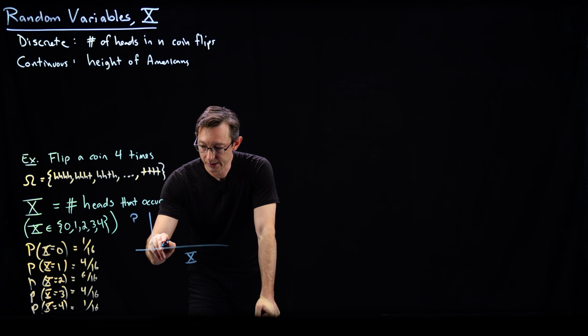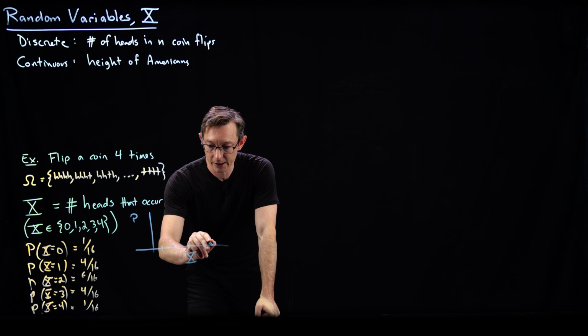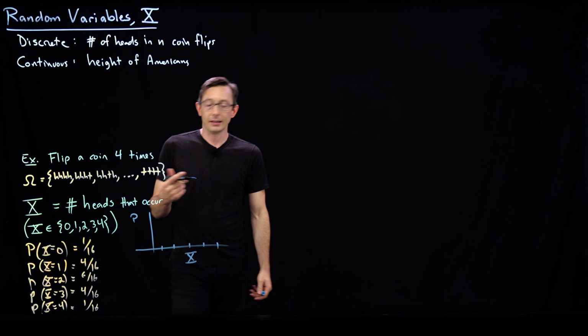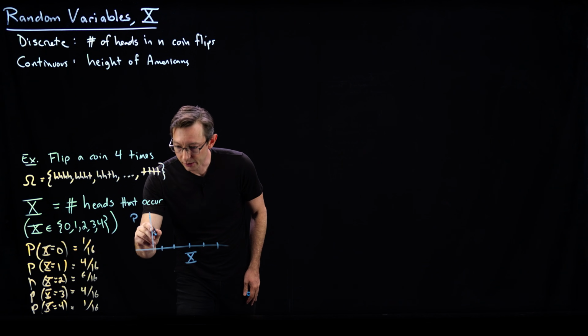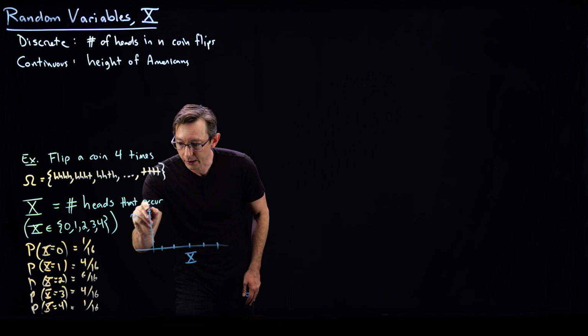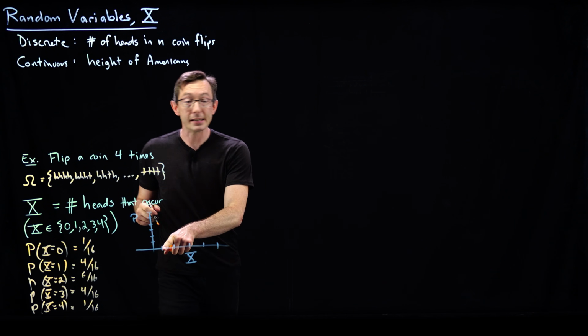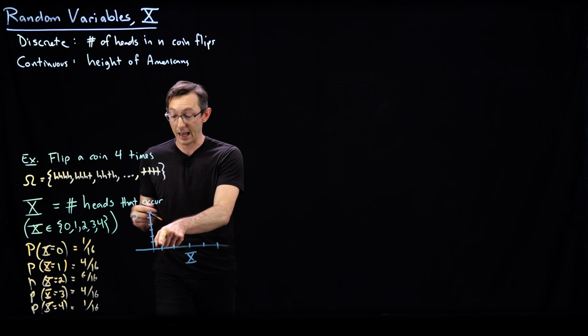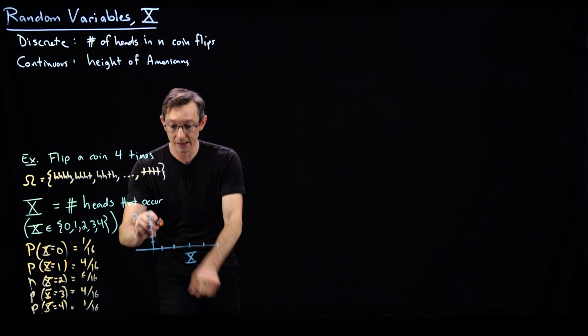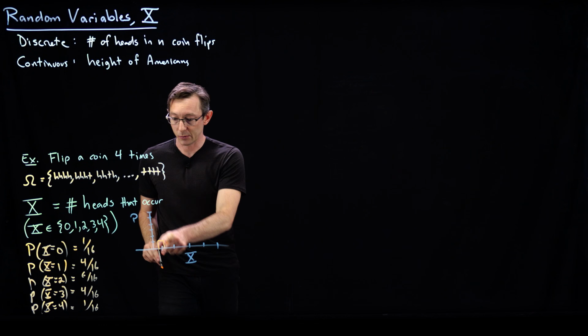This is going to be 0, 1, 2, 3, and 4. And I'm going to roughly try to do this. It should go from 1, 2, 3, 4, 5, 6. So the probability of getting 0 heads, the probability of x being 0, is 1/16.